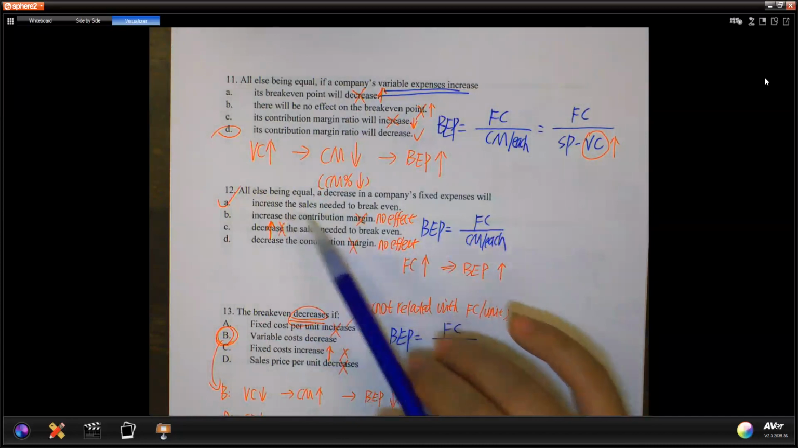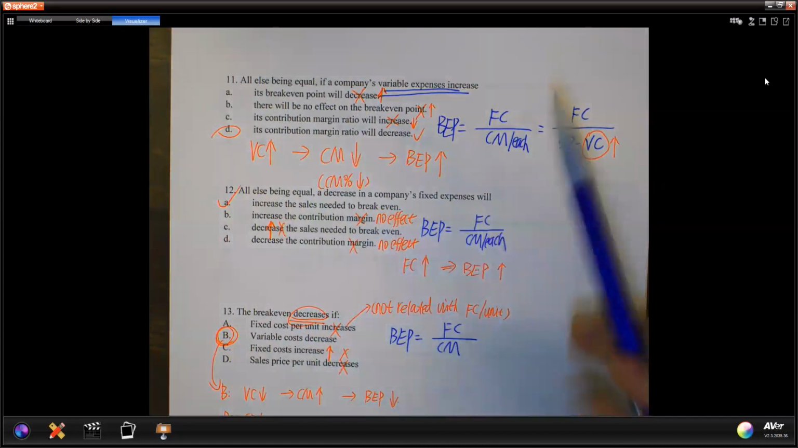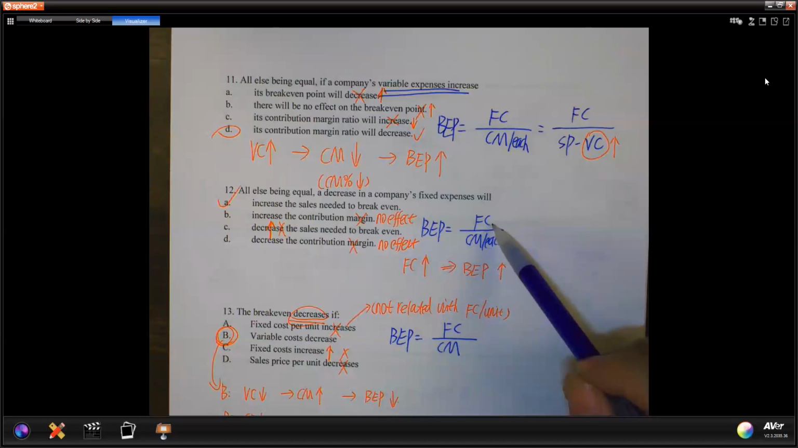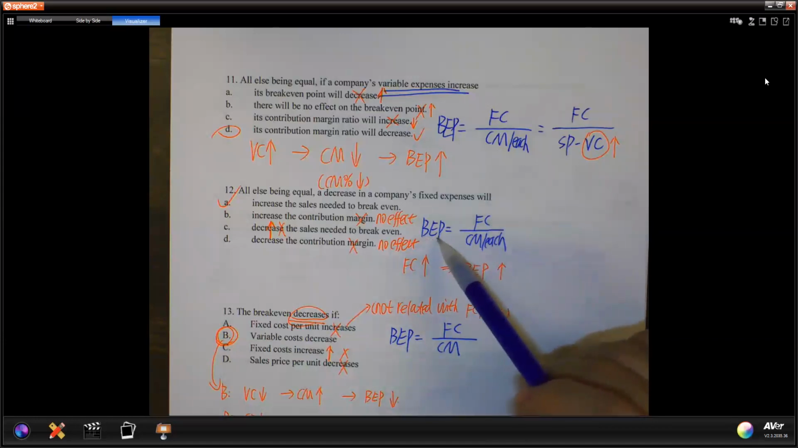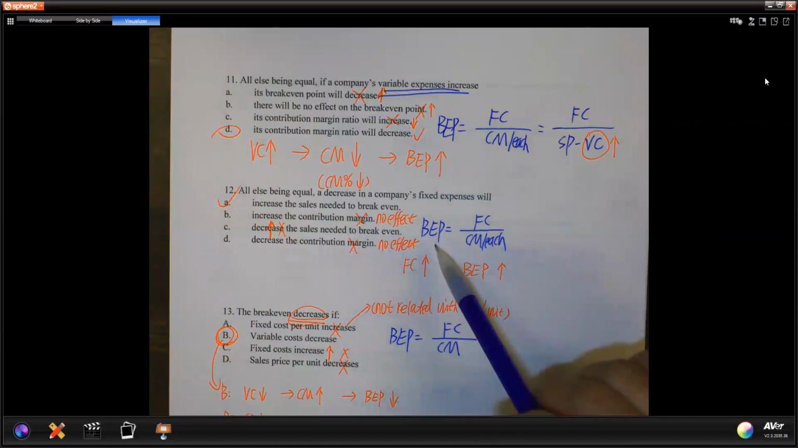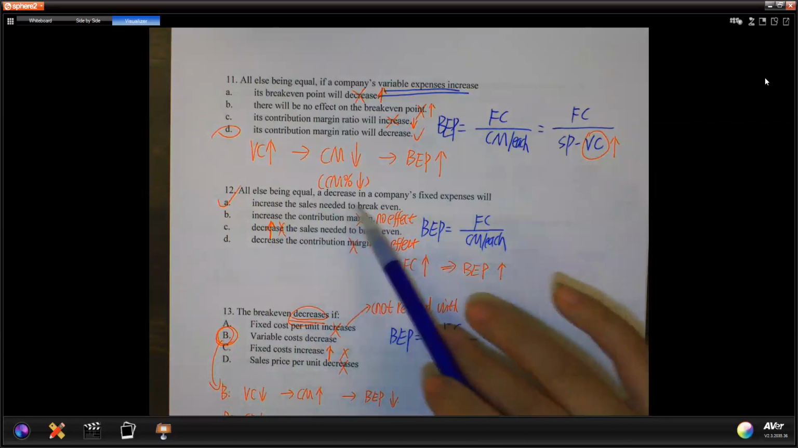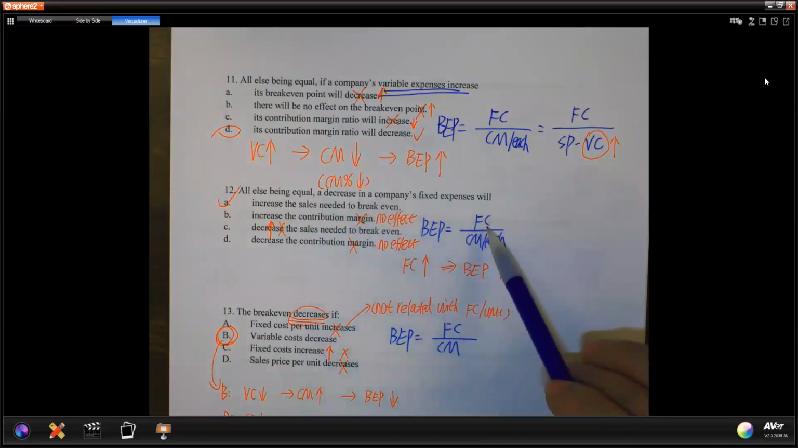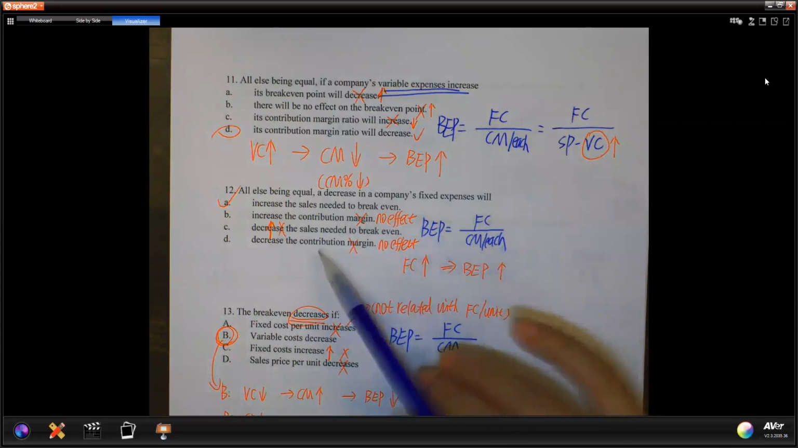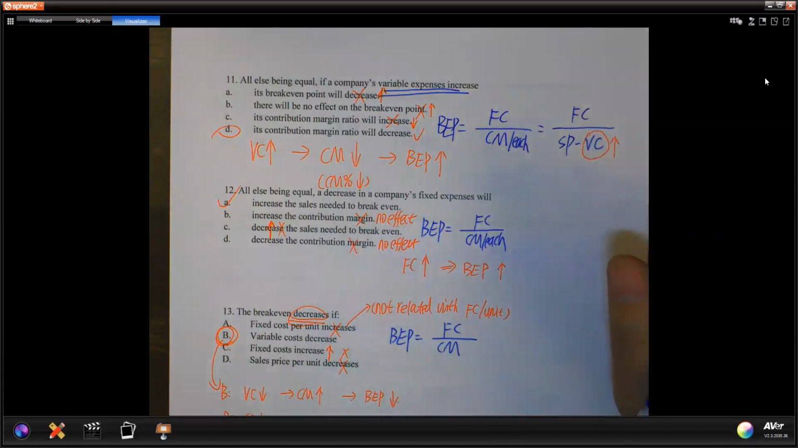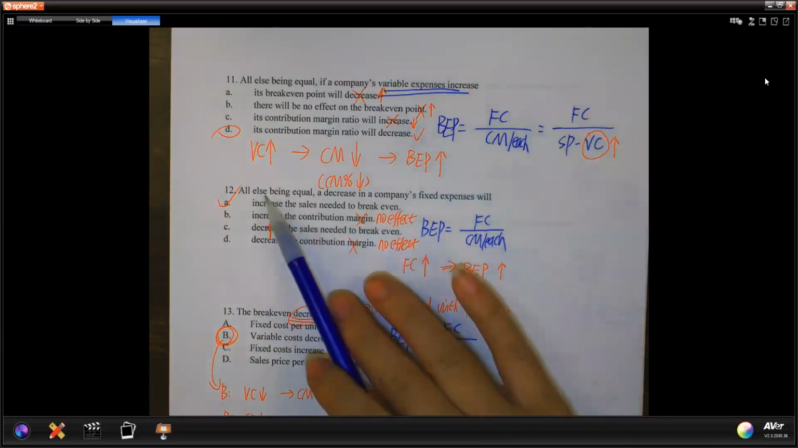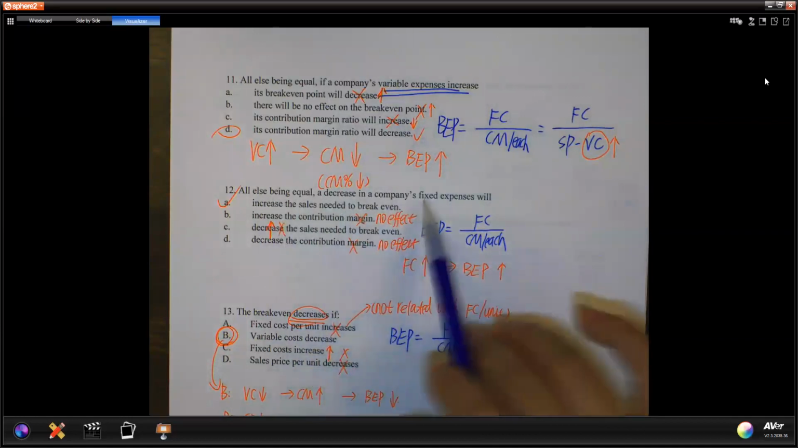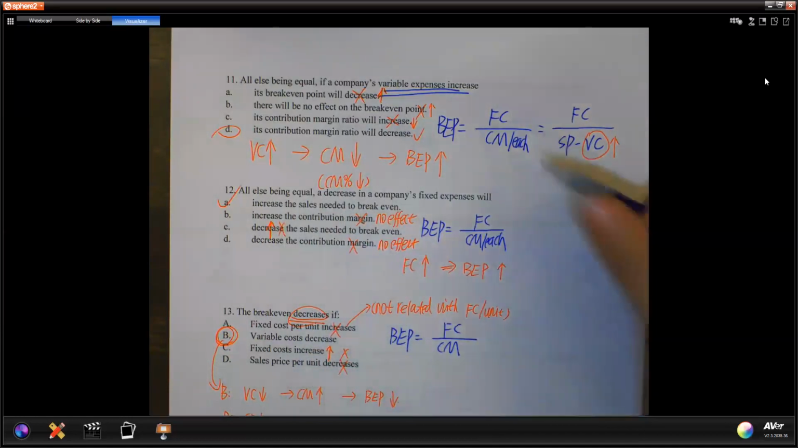Similarly, for this one, you said a decrease in fixed expense. So your fixed cost is decreased, your numerator is decreased, your break-even point will decrease, right? Hold on. What did I choose? A decrease in your fixed expense. What did I do? Sorry about this one. All else equal, a decrease in the fixed cost means your numerator decreases.